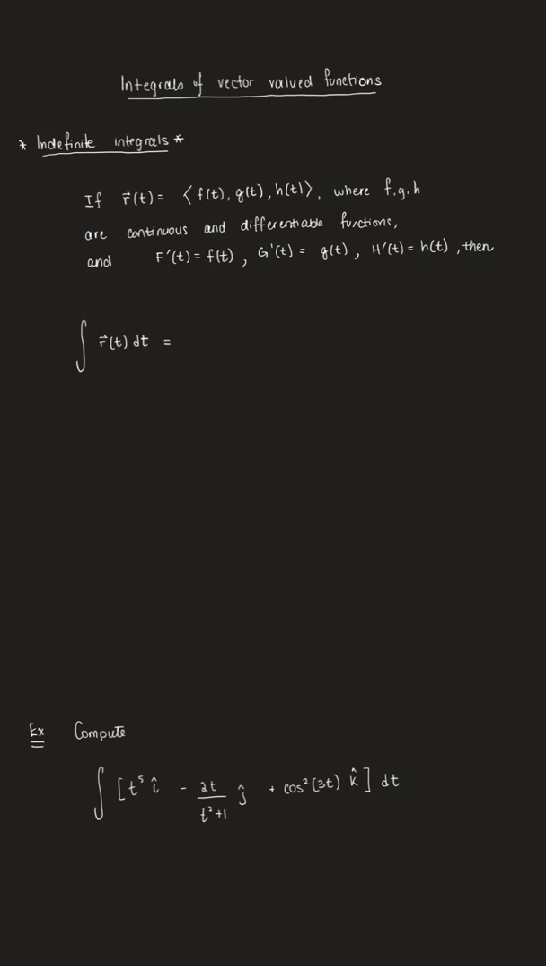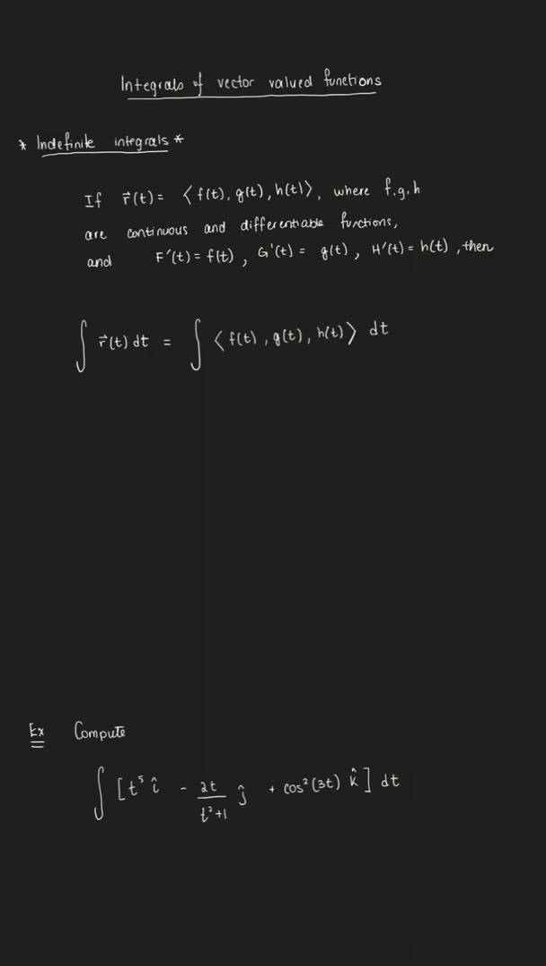Let's suppose that we have a vector function r of t, whose components are f of t, g of t, and h of t. f, g, and h are continuous and differentiable functions, and their antiderivatives are capital F of t, capital G of t, and capital H of t. We define the integral of r of t dt as the integral of our vector function f of t, g of t, h of t dt.